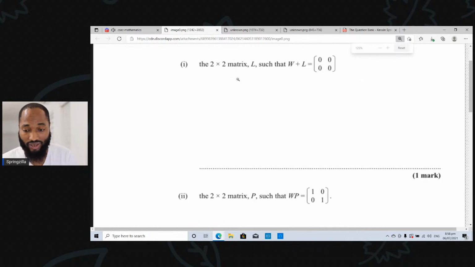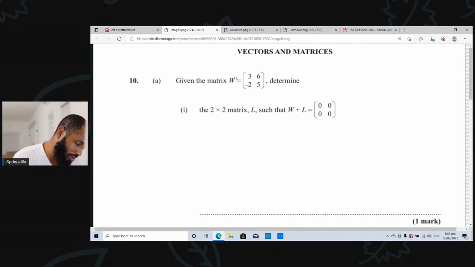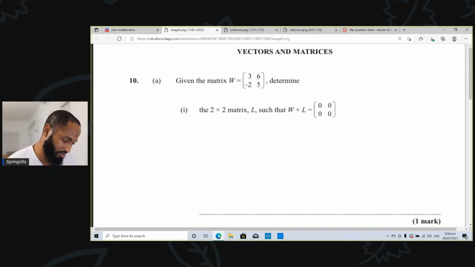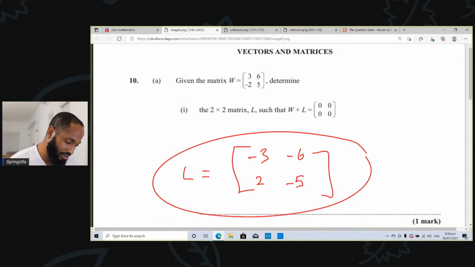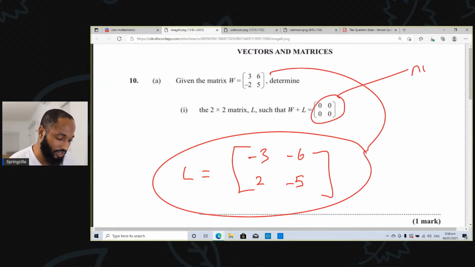All right, we got vectors and matrices now. Given that matrix W is equal to that, the 2 by 2 matrix L is that. So this is a subtraction. We need to get this to 0, so this is easy. So I need a -3, a +2, a -6, and a 5, a -5. You all agree? That was easy. So if L is this, when I add it to this, everything will cancel and give me the null matrix. Another name for this is the null matrix.